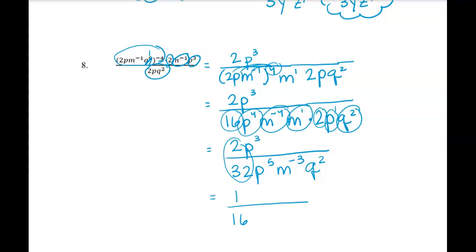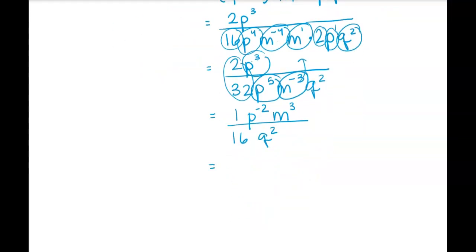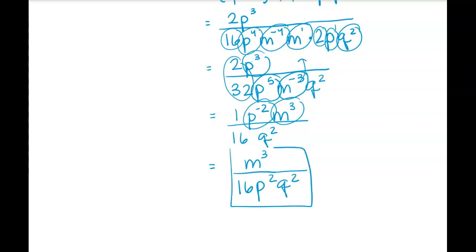Let's see, with the p's, p cubed over p to the 5th, 3 minus 5 is -2, so I have p to the -2nd. I'm going to move the m to the -3rd up and make it +3, and the q squared stays on the bottom. We're so close. Okay, now on the top, I have an m cubed. I also have a 1, but we don't really need it. On the bottom, we have 16. I'm going to move this down and make it p to the 2nd power and q squared. And we're done.